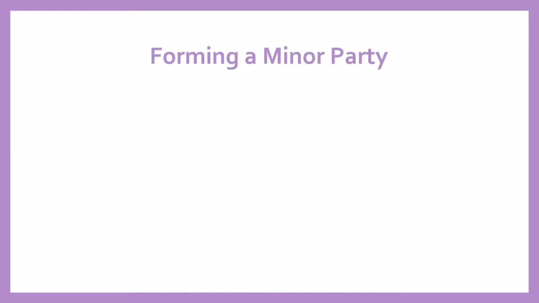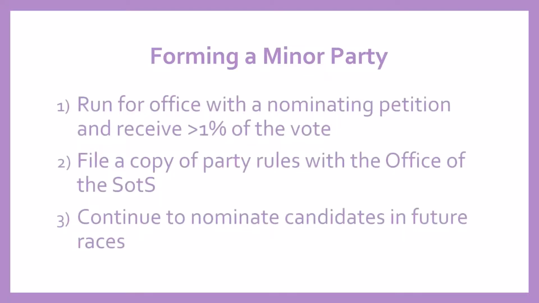A minor party is formed in a 3-step process. First, a candidate must run for office using a nominating petition and the minor party designation and receive at least 1% of the total votes cast in that race. Second, the party must file a copy of their party rules with the Office of the Secretary of the State. Third, the party must continually put up candidates for office whenever positions come up for re-election. A minor party that does not maintain this type of active presence on the ballot will lose its status.